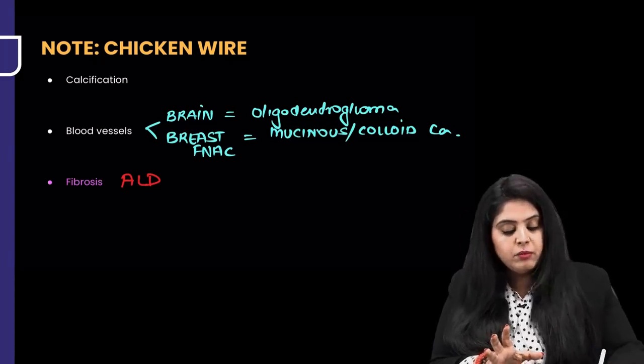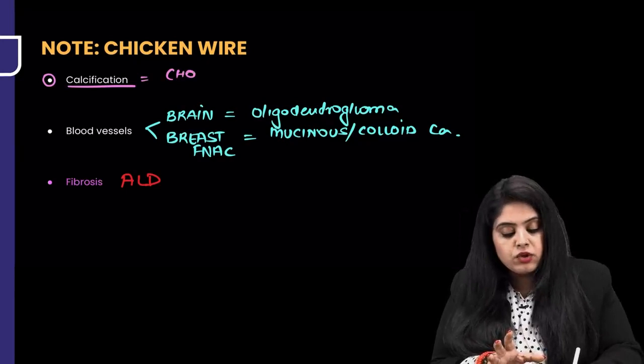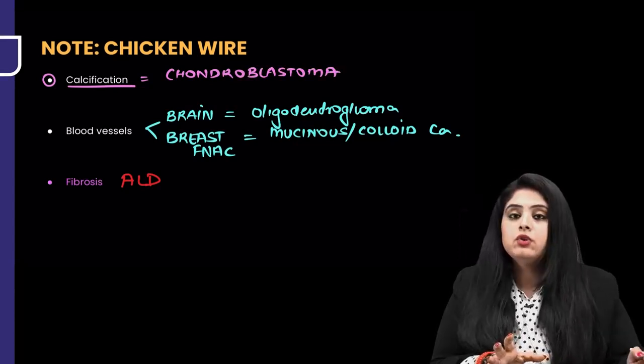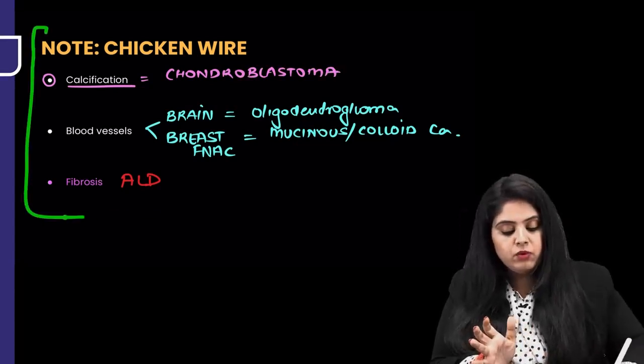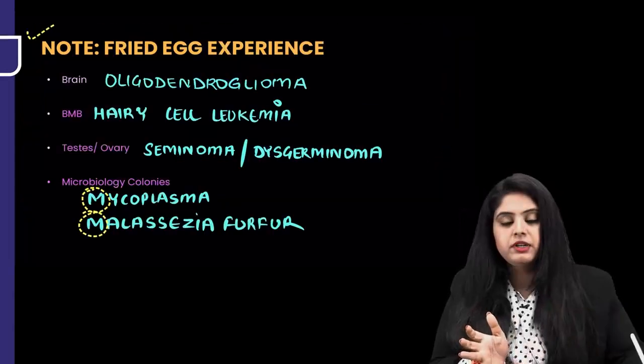And finally, what is the bone tumor that shows you chicken wire calcification? That is seen in chondroblastoma. The bone tumor showing you chicken wire calcification is going to be chondroblastoma. I hope this will help you all. Very, very important thing that you have to know for chicken wire. Similarly, very important table for fried eggs.